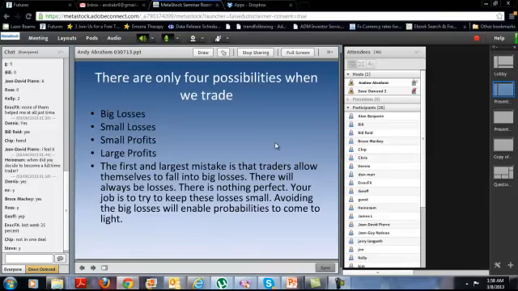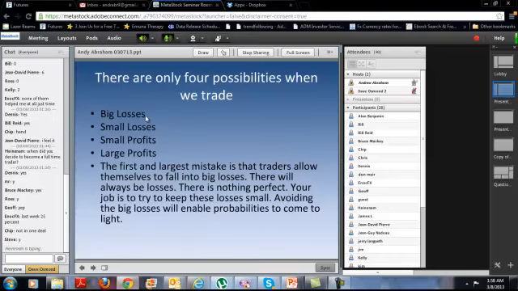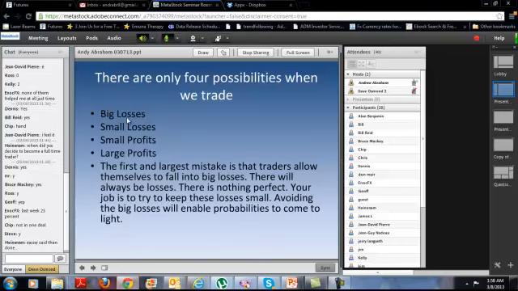What does it mean? Just so we're clear. $50,000 account, don't risk more than $500 on a trade. $100,000, no more than $1,000. So what's going to happen is you negate these big losses. That's the goal. You negate them.